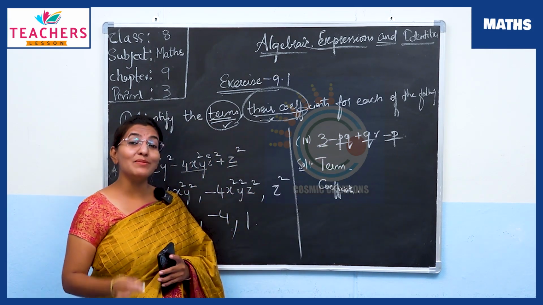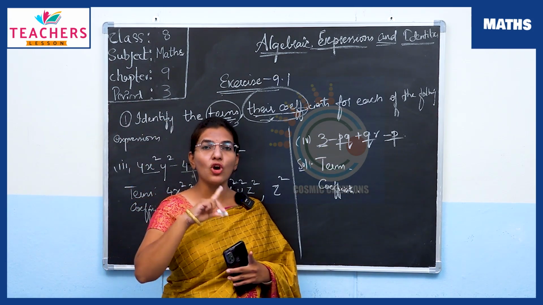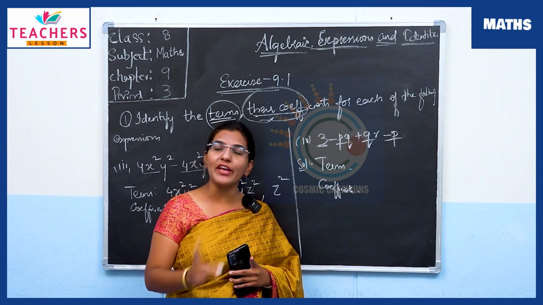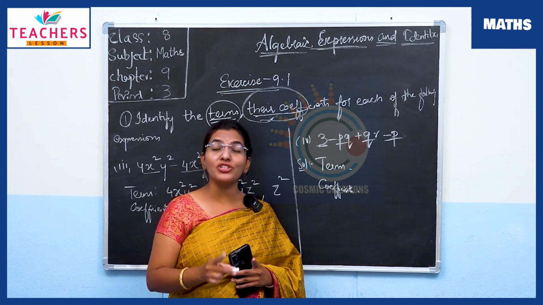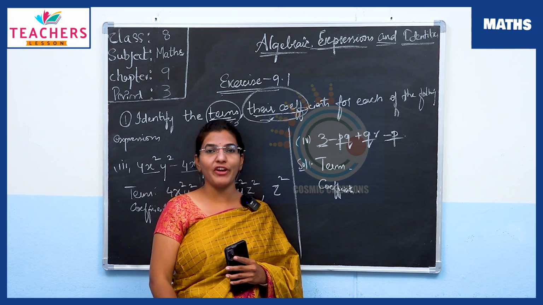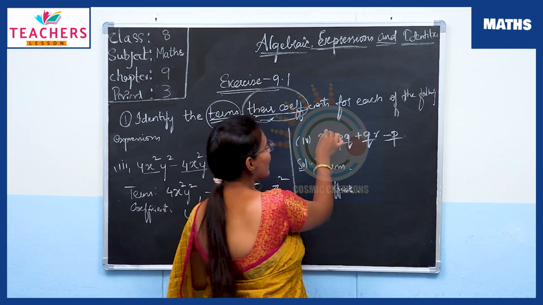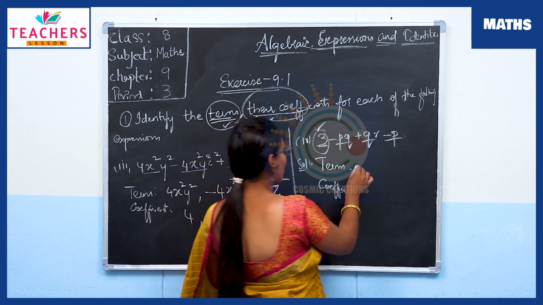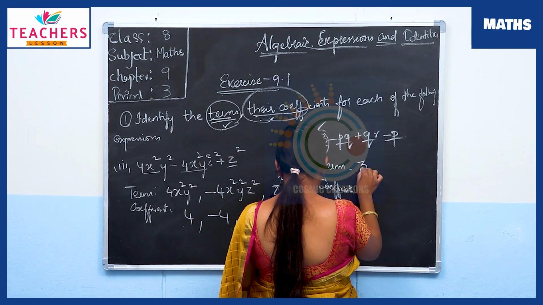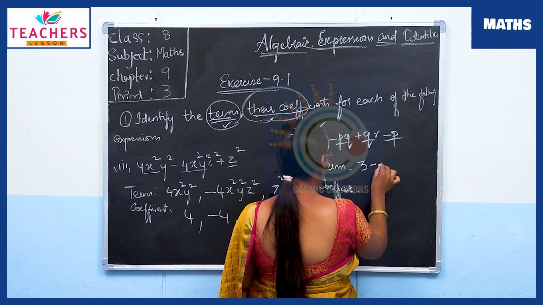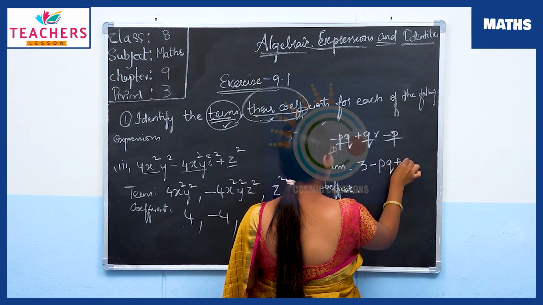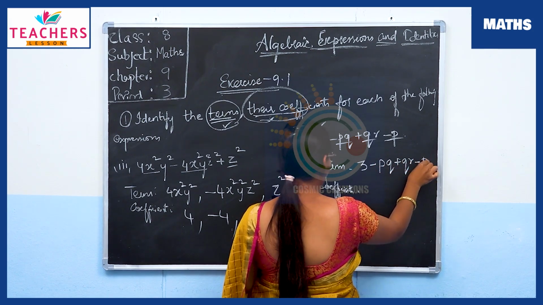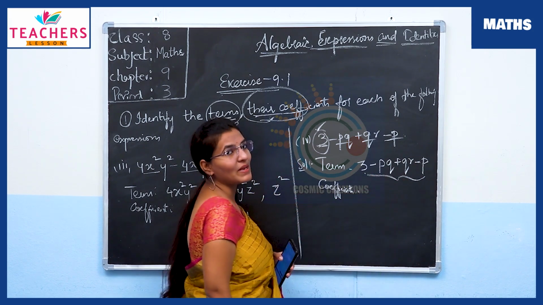What I have said, terms are nothing but they may be constants alone or variables alone or the combination of both the constants and variables, isn't it? So obviously we have here constant alone, so it is also a term. Okay. So complete terms are 3, minus PQ, plus QR, minus P.